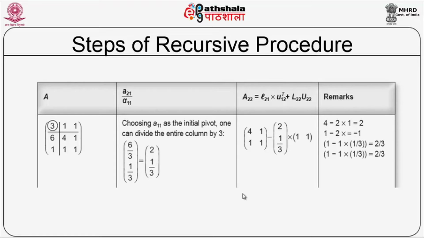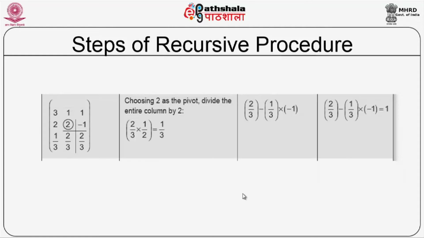Now this is equal to 4 1 1 minus 2 1 by 3, which we got in the previous step, multiplied by 1 1 1. That means 1 1 1 is present in the second quadrant. By doing these operations, the values are going to change, and we get a matrix 3 1 1, and 2 2 minus 1, 1 by 3, 2 by 3 and 2 by 3.